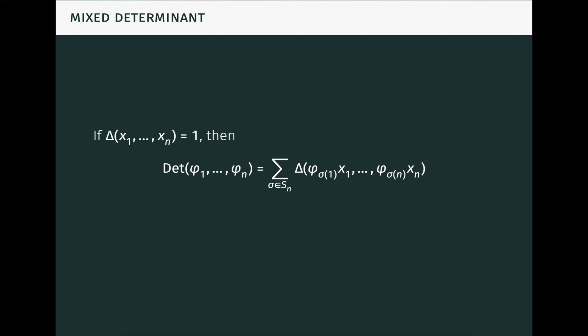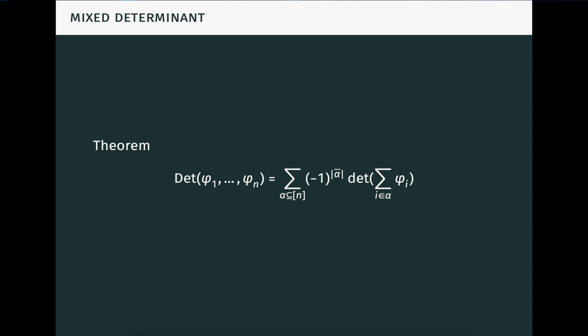If delta of x1 through xn equals 1, then we have this formula for the mixed determinant. It's easy to see that det is multilinear and symmetric as a function of the phi's. That means we can rearrange the phi's any way we want, and we still get the same mixed determinant. If we don't want to sum over n factorial terms, we can use this theorem, which expresses the mixed determinant as a sum of signed determinants of sums of the linear maps. Here, bracket n denotes the set of numbers 1 through n, and the exponent of the sign factor is the size of the complement of the subset alpha. The outer sum here has only 2 to the n terms, down from n factorial.